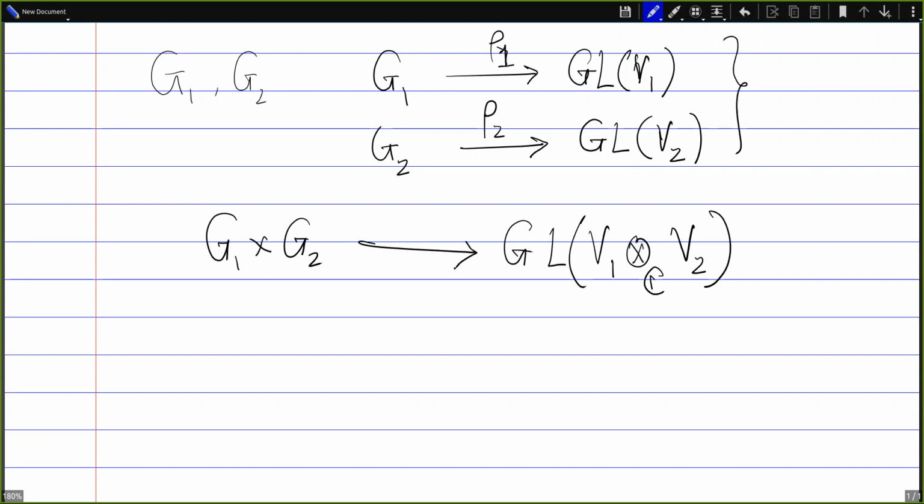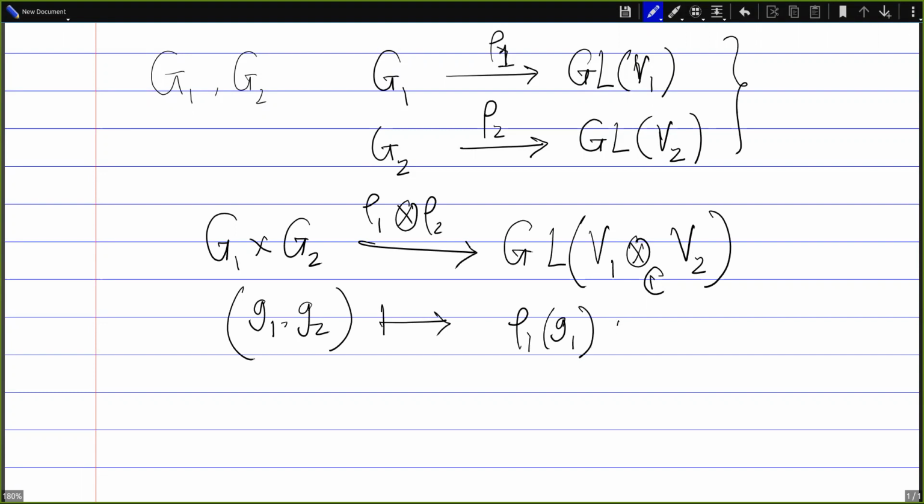So we will define a representation which would be denoted by rho 1 tensor rho 2 in the following way. For each pair (g1, g2), we will consider the map rho 1(g1) tensor rho 2(g2). Recall that rho i(gi) is an invertible linear map on Vi for every i in 1, 2.